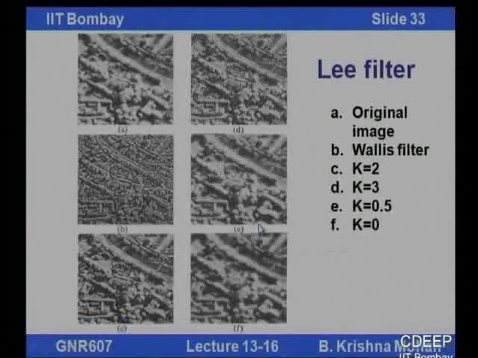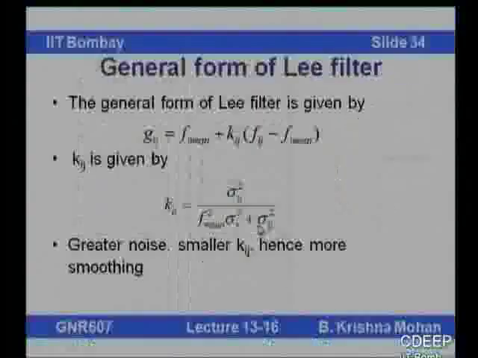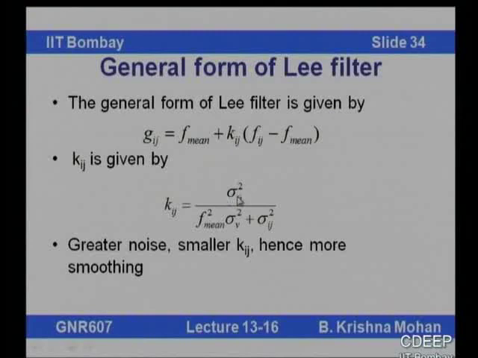I did not explain the terms. Maybe I will modify this slide and then upload it to Moodle. So, sigma ij square is the image variance within the local window centered at location ij. The mean is the local mean of the window centered at ij.